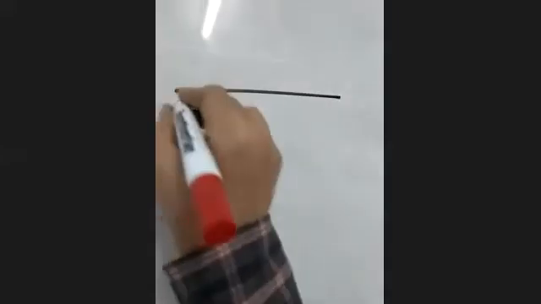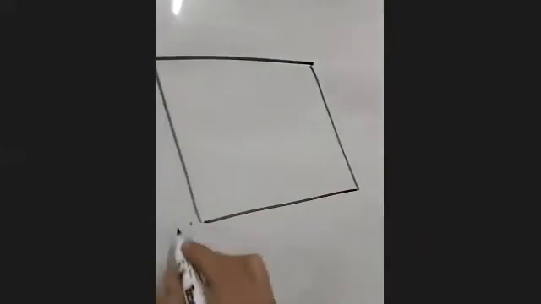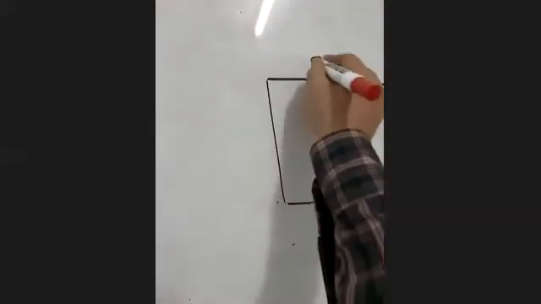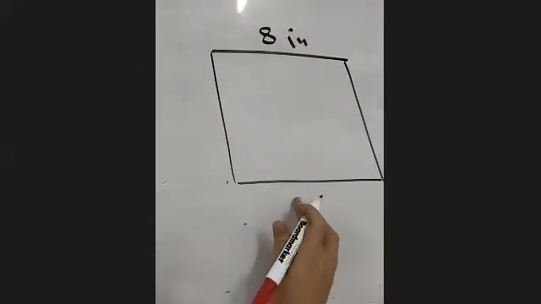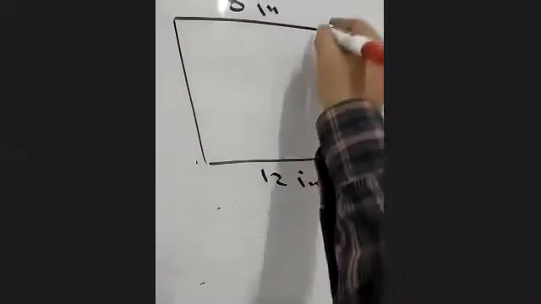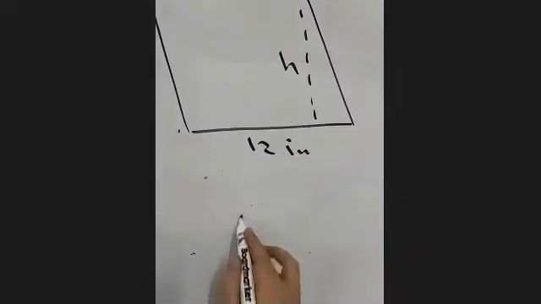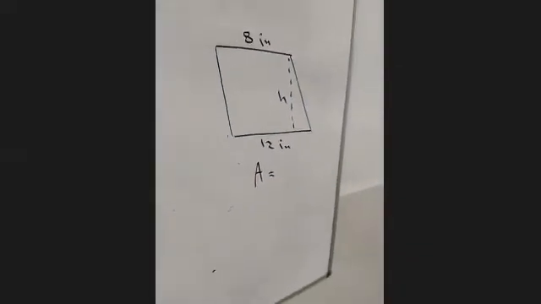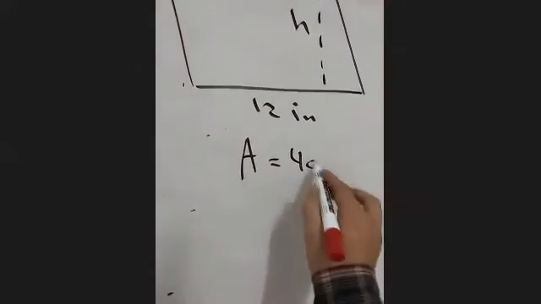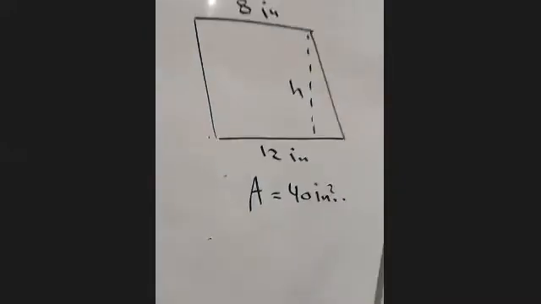We have a trapezoid, right? Look at the board. This is a trapezoid, right? And up here we have 8 inch. Down we have 12 inch. And here the height is missing and the area is given. The area given is 40 inch squared, 40 inch squared.